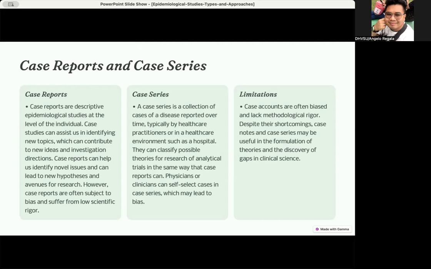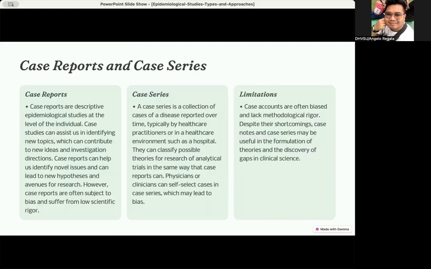Again, the limitation when we talk about case accounts, case reports, or case series is that there are often biases, because that depends on who wrote the report. There is a lack of methodological scientific rigor. Despite the shortcomings of case notes and case series, they can be useful to formulate new theories or discoveries to answer gaps or problems in the clinical world or clinical science. So this is a case report.